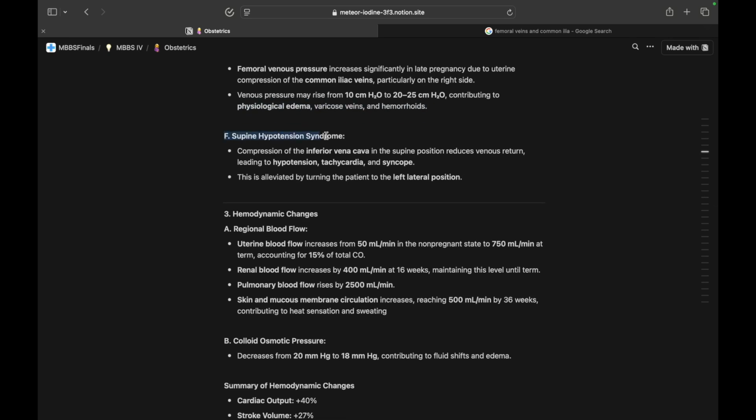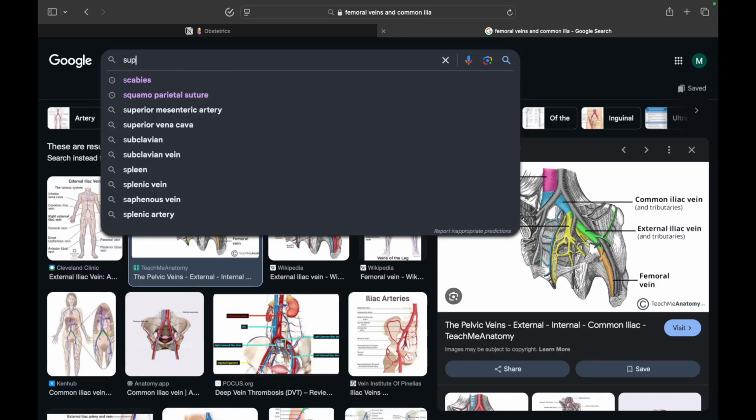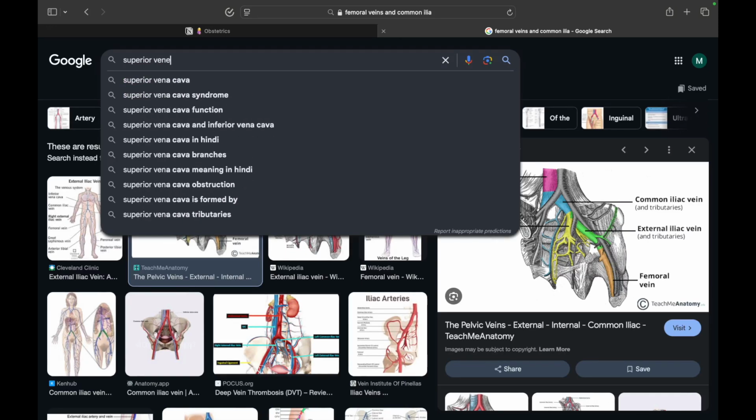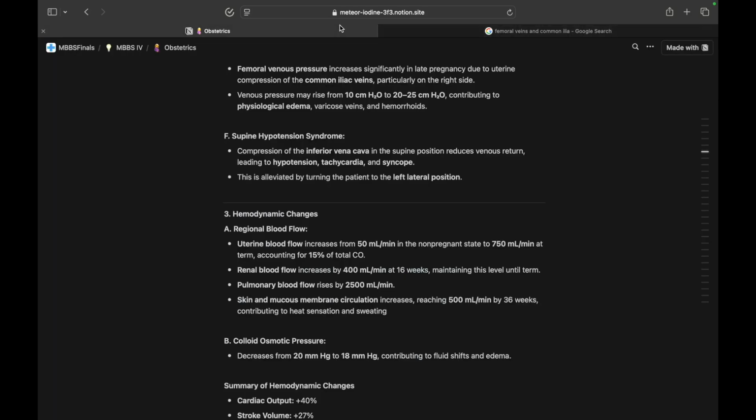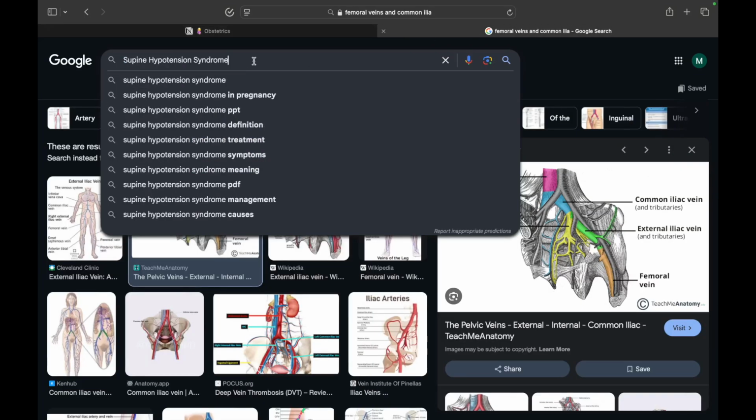Then finally, there is supine hypotension syndrome, wherein whenever the patient lies in supine position, inferior vena cava is blocked, leading to hypotension, tachycardia and syncope. Tachycardia is a compensatory mechanism for decrease in BP, because the blood flow to the, let us see, superior vena, supine, not superior. Let us copy this. This is much easier. So, the words get confusing.